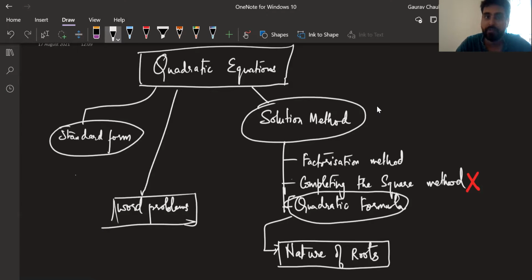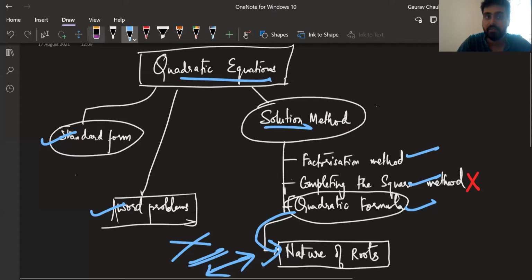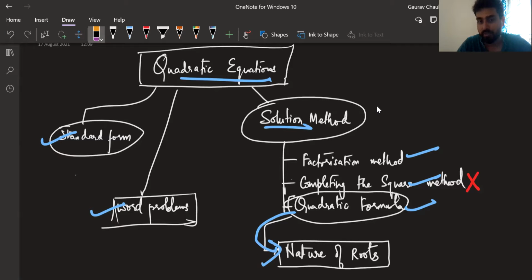These are the topics. We have learned standard form and word problems. Now we're going to go to solutions of quadratic equations. There are three methods: factorization, completing the square, and quadratic formula. From the quadratic formula, we'll also have nature of roots. Just like we had nature of solutions in linear equations, remember, intersecting lines, parallel lines, and coincident lines, just like that, we're going to have nature of roots here also. So that's our map of the chapter.